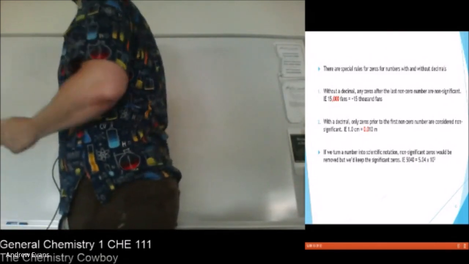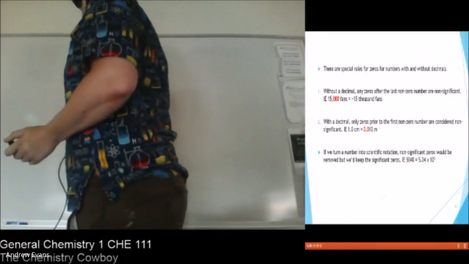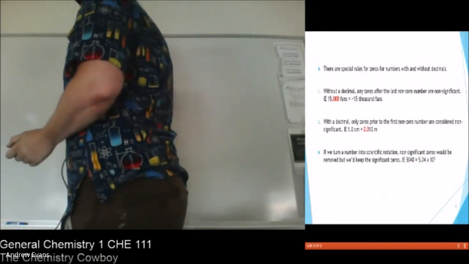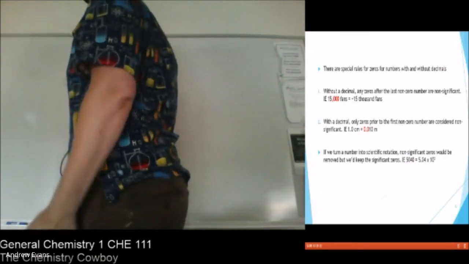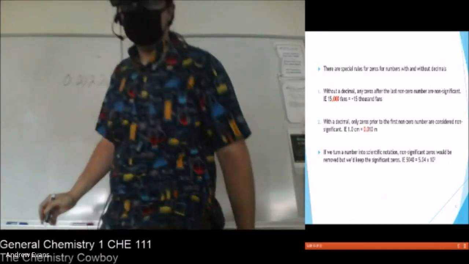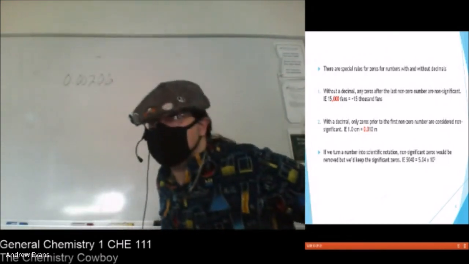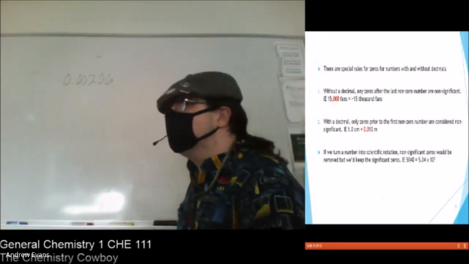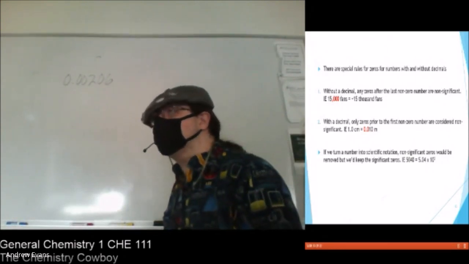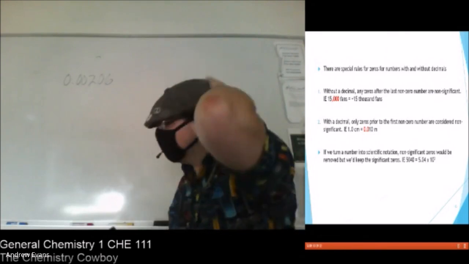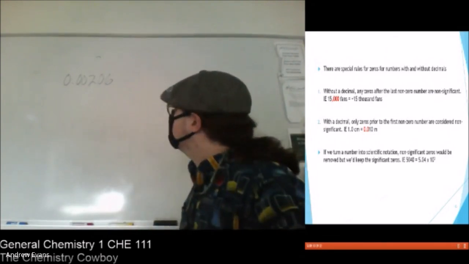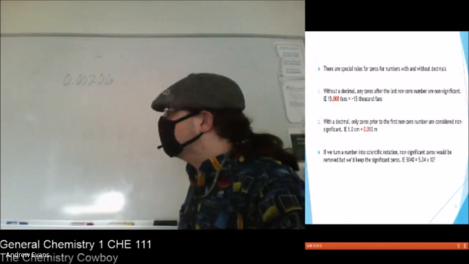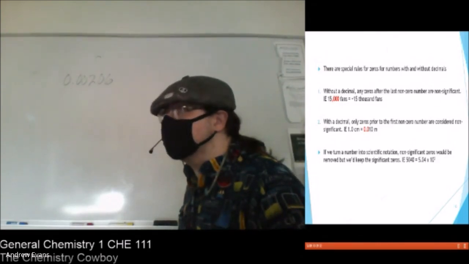Let's say 0.00206, just as this example. 206. So those, I take the 2, and every number after that 2 is significant. So the 206 is significant. Those first 3 zeros just tell us it is a small number.